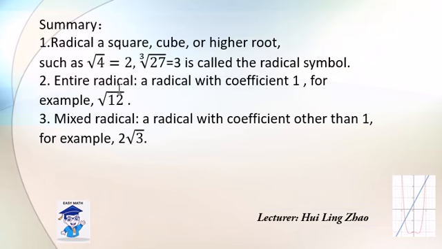Number 2, entire radical: a radical with a coefficient of 1, for example, the square root of 12. Number 3, mixed radical: a radical with a coefficient other than 1, for example, 2 times the square root of 3.